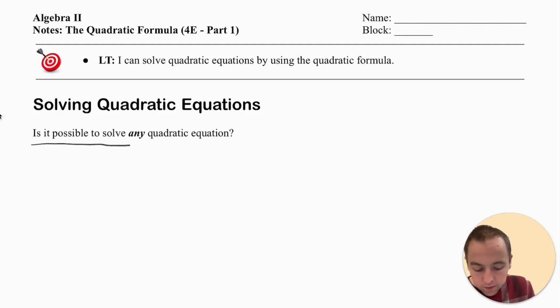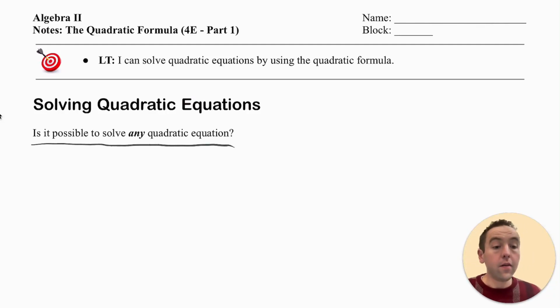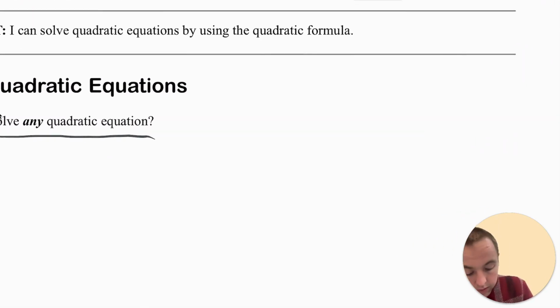We're going to explore this question right here about the feasibility of being able to solve any quadratic equation. By it being an equation, of course, it means it has an equal sign, but then also the nature of it being quadratic means that the highest exponent on the variable term is just going to be a 2 in the equation.